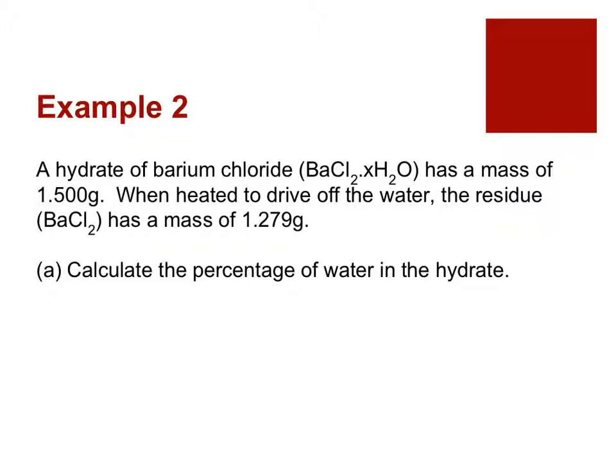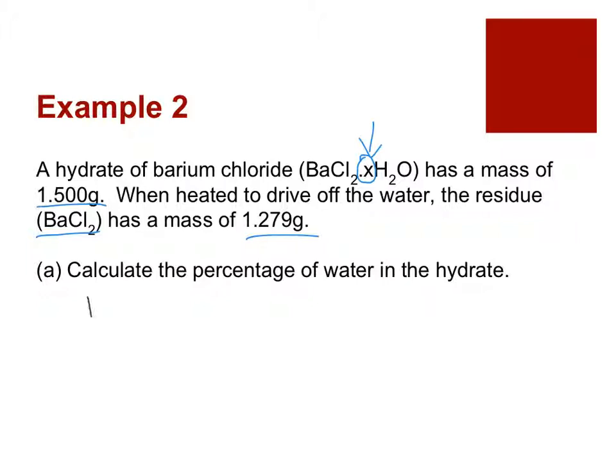Okay, so let's look at one more example. We're going to look at a hydrate of barium chloride, which is given as the formula BaCl2·XH2O. So we don't know how many waters there are. And it has a mass of 1.500 grams. When heated to drive off the water, so all of the water is going to evaporate, the residue left is barium chloride, which has a mass of 1.279 grams. First, we want to calculate the percentage of the water in the hydrate.